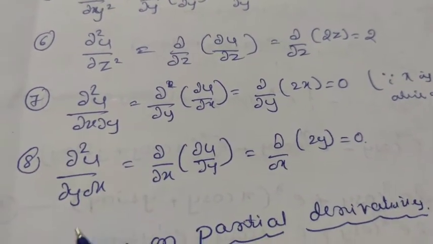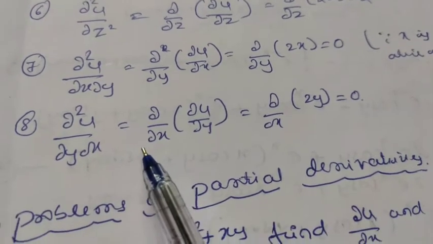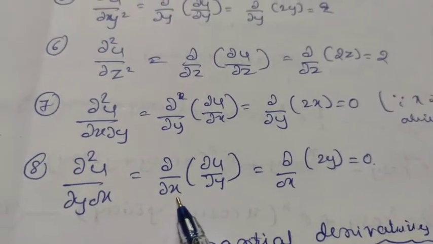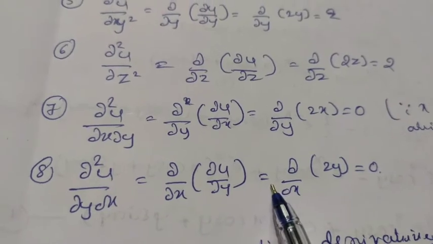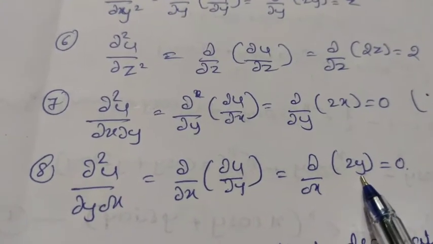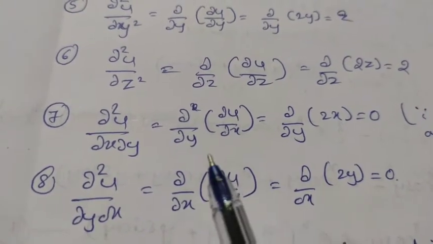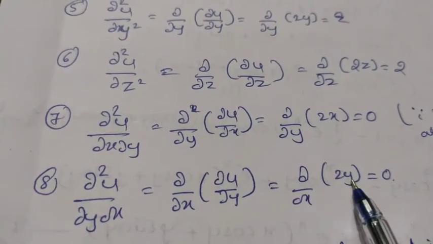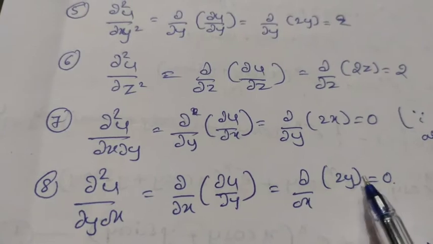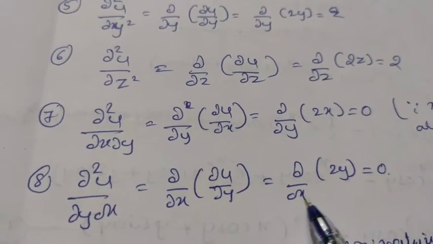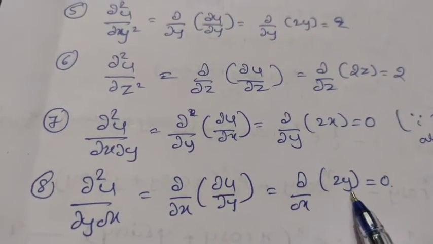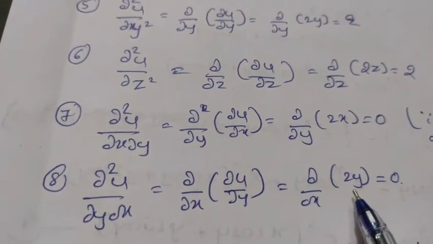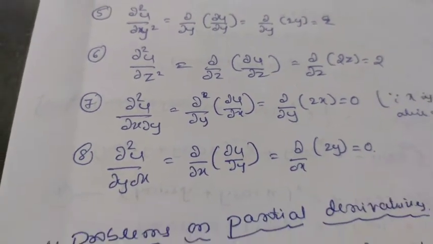Similarly, ∂²u/∂y∂x is ∂/∂x of ∂u/∂y, which is ∂/∂x of 2y, because we have done in the second example ∂u/∂y as 2y. So the derivative of 2y with respect to x partially is again 0, because y is independent of x. Here you have to treat y as constant.